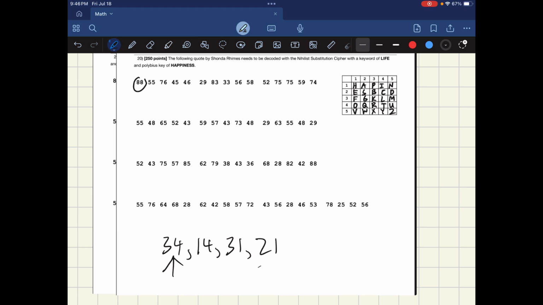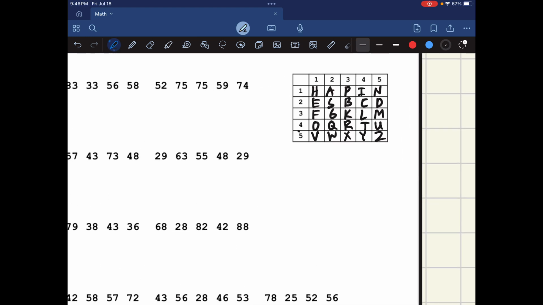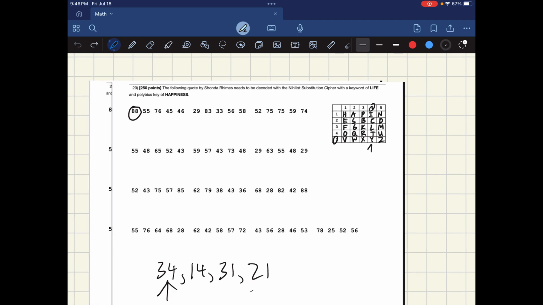Because we always have to start with the first letter, we take the first ciphertext, 88, and subtract 34 from that. So we do 88 minus 34. That gives us 54, which corresponds to 5, 4, the letter Y. So our first answer letter is going to be Y.